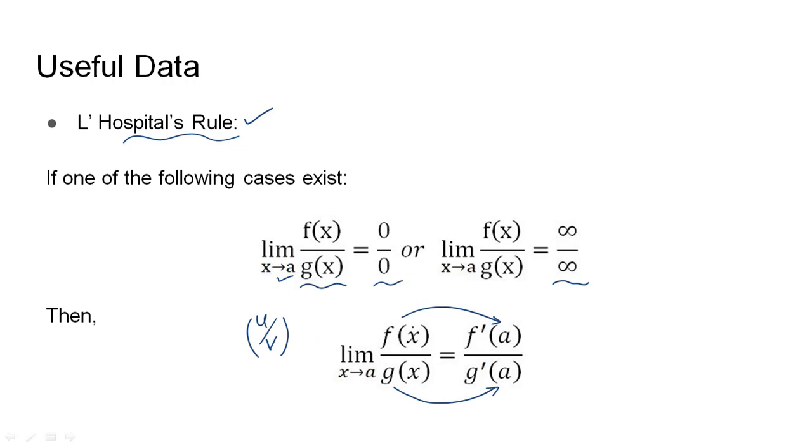This needs to be noted. We need to differentiate the numerator and denominator separately, and then the value of limit should be substituted to obtain the limit. In case this also gives us a value which is in the 0 by 0 or infinity by infinity format, we will differentiate the numerator again to obtain f double dash a and the denominator again to obtain g double dash a, and we repeat this process until we get the limit as a real number.